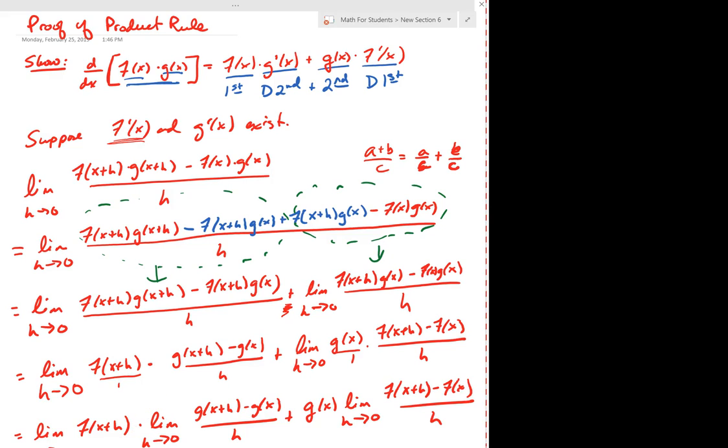Now, this part takes a clever eye, I think, sometimes. What is this expression right here? Well, this is simply the limit expression for the derivative of g, and we've already said that g prime of x exists, so we just replace that with g prime of x. And then for this expression right here, this is the limit definition of the derivative for f of x. So finally we end up with, after I evaluate that, f of x times g prime of x plus g of x times f prime of x. And there you have it.